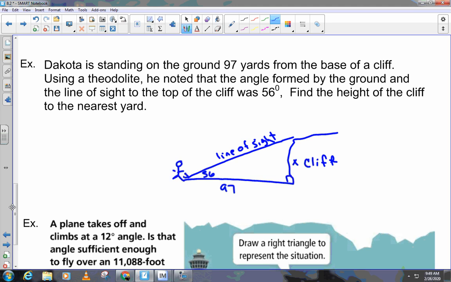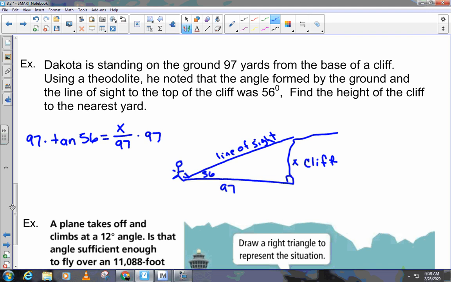All right. So, what am I going to use to figure out how tall this cliff is? Tangent, because I have opposite and adjacent. Okay? If hypotenuse is not involved, then you have to use tangent, right? Okay? All right. So, I'm going to do the tangent of 56 equals the height of the cliff, which is my opposite, over 97, which is my adjacent. All right, so am I going to have to use inverse tangent or regular tangent? Regular. And I just multiply both sides by 97. So in my calculator, I'm going to do 97 tangent of 56.